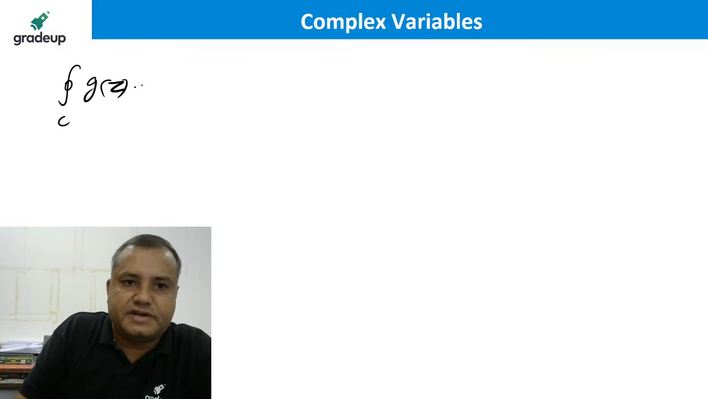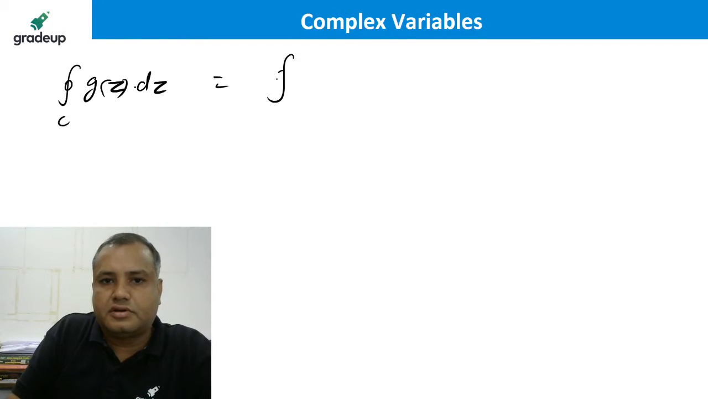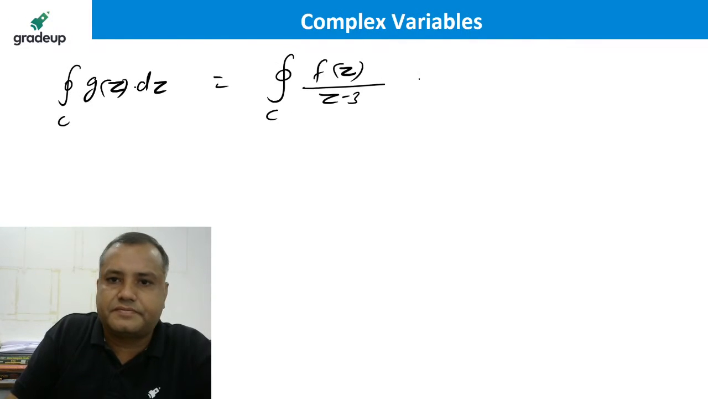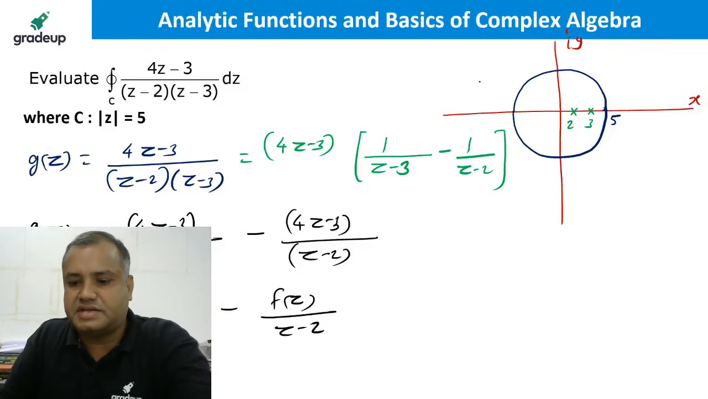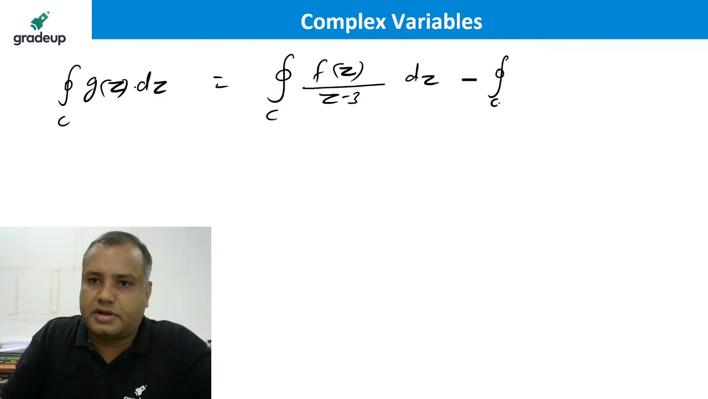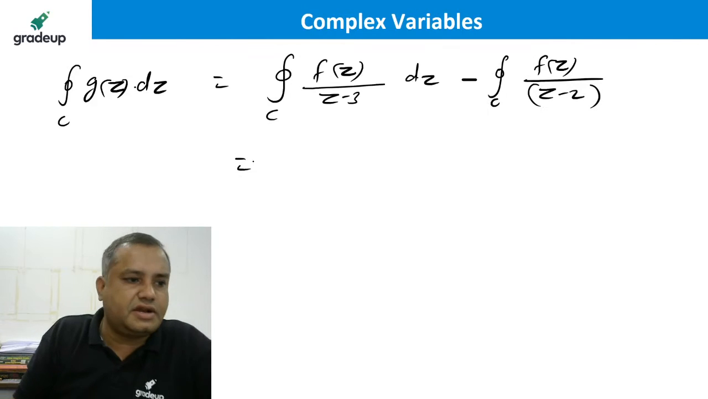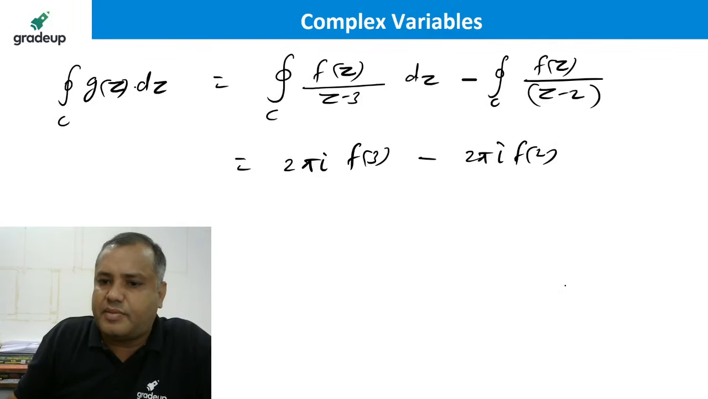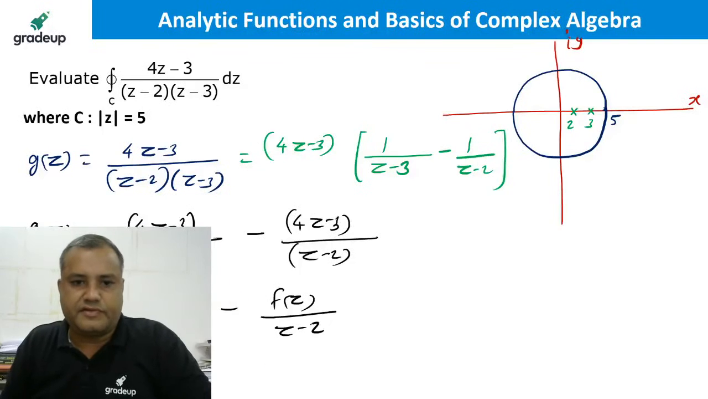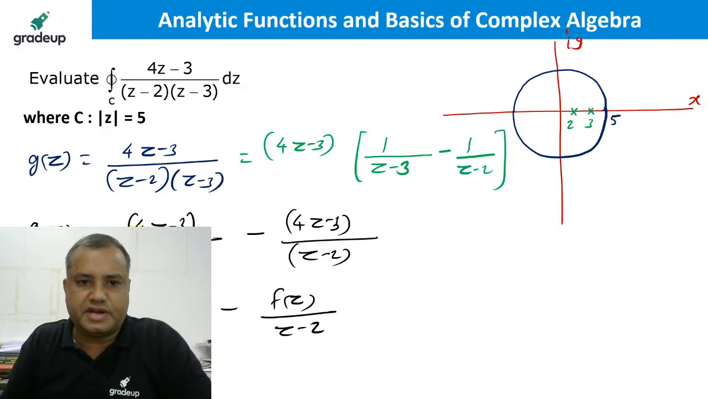Integration of g of z dz, integration of f of z upon z minus 3 dz minus integration of f of z upon z minus 2. By Cauchy's integral formula, this will be 2 pi I f of 3 and this is 2 pi I f of 2. And remember, f of z is 4z minus 3. This numerator is f of z.